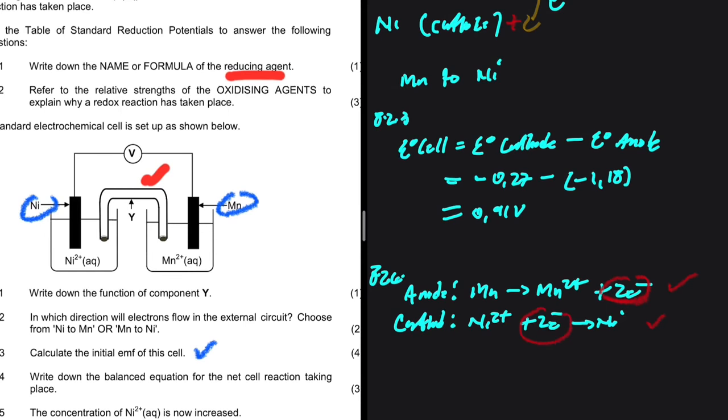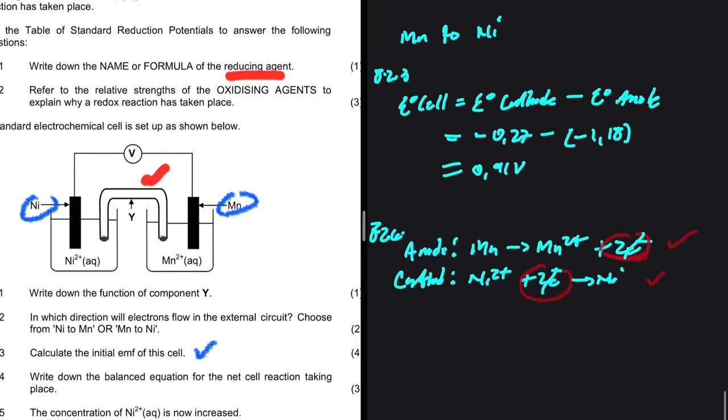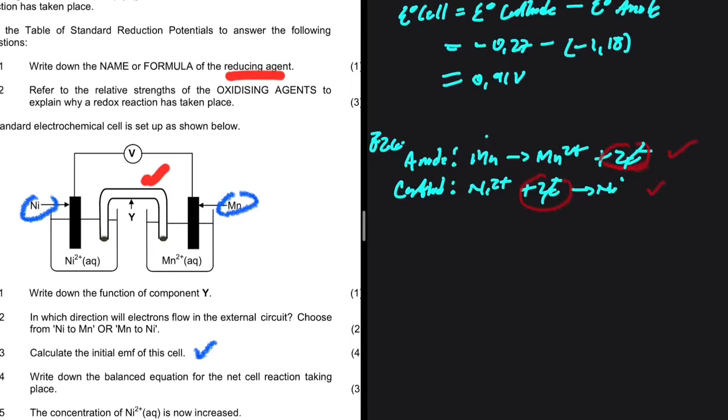So in order to find the net cell reaction, we add the left-hand sides of the two equations and the right-hand sides of the two equations. But what we can do, we can ignore the electrons. We have 2 electrons on the left and the 2 electrons on the right. They're just spectators. So we're adding Mn and Ni2+. We're going to have Mn plus Ni2+ to give us Mn2+ plus Ni. This is the net cell reaction.